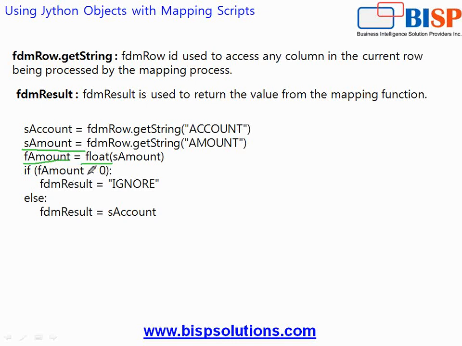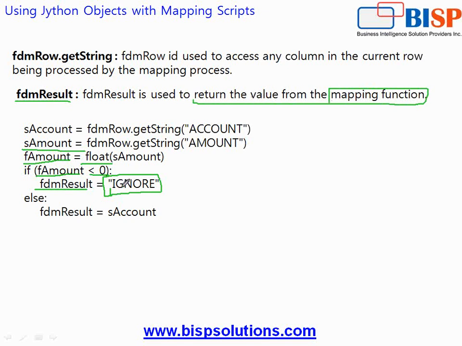And my condition is fairly simple. If my amount is negative, less than 0, ignore it, do not load. So IGNORE is basically a keyword, and setting the FDM result equal to IGNORE means do not load the data. So if you look at your expression, the FDM result is used to return the value from the mapping function.